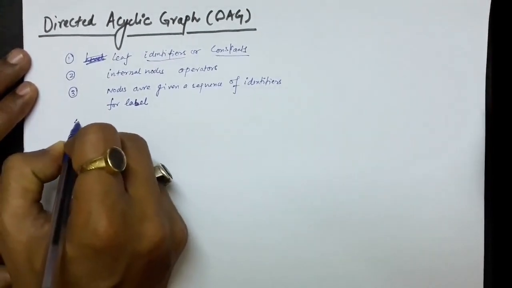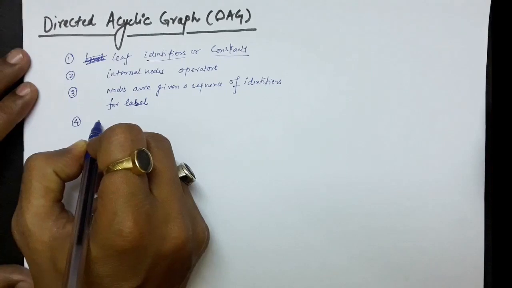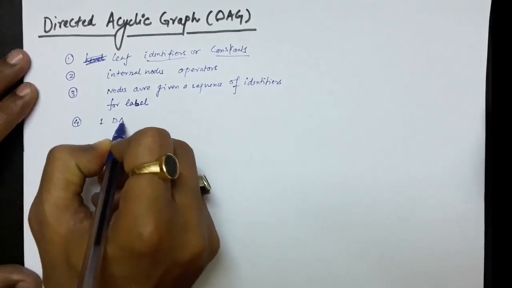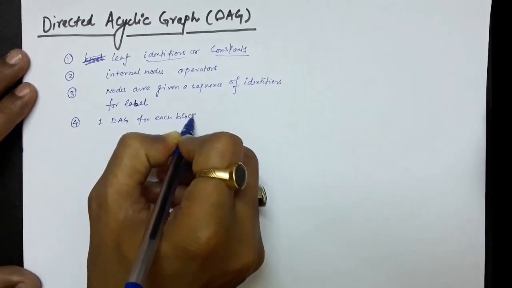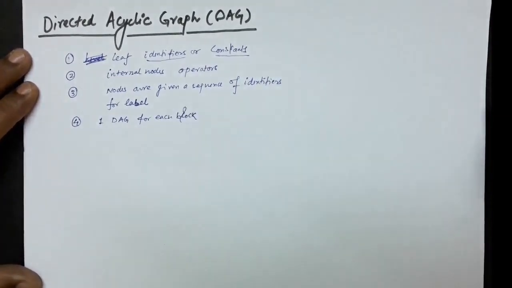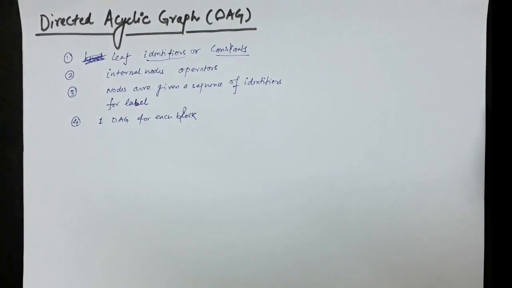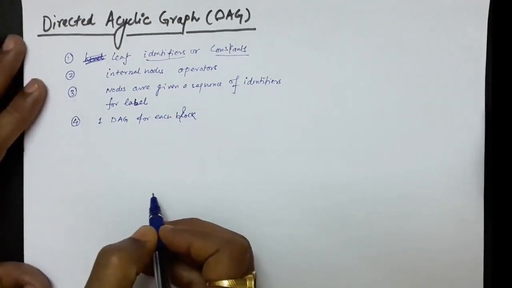But there is one more property of this directed acyclic graph: there will be exactly one DAG for each block. We have already identified the blocks of the three address codes, and you can see my earlier lectures on code optimization wherein we discussed the basic blocks. So every basic block is defined by one DAG, or one directed acyclic graph. So let us take a very simple example and try to understand this.